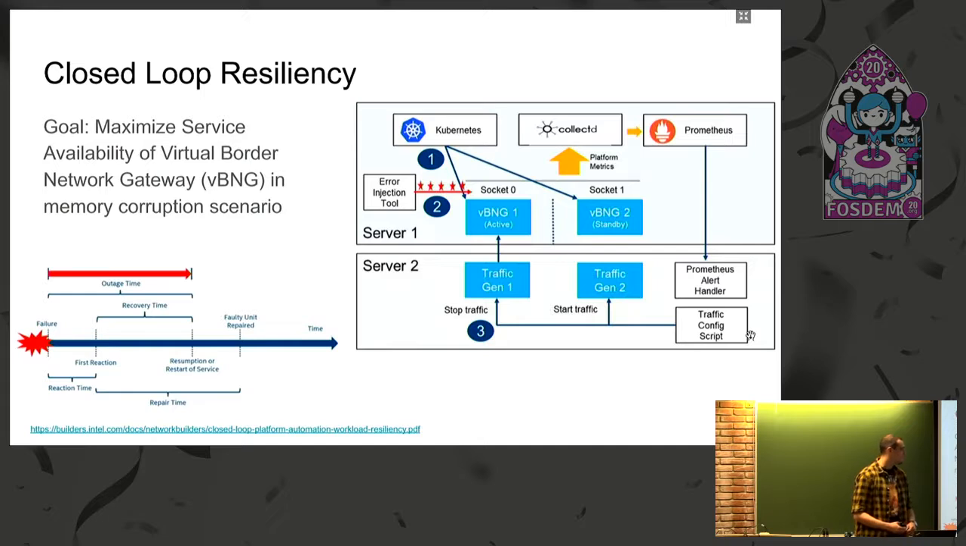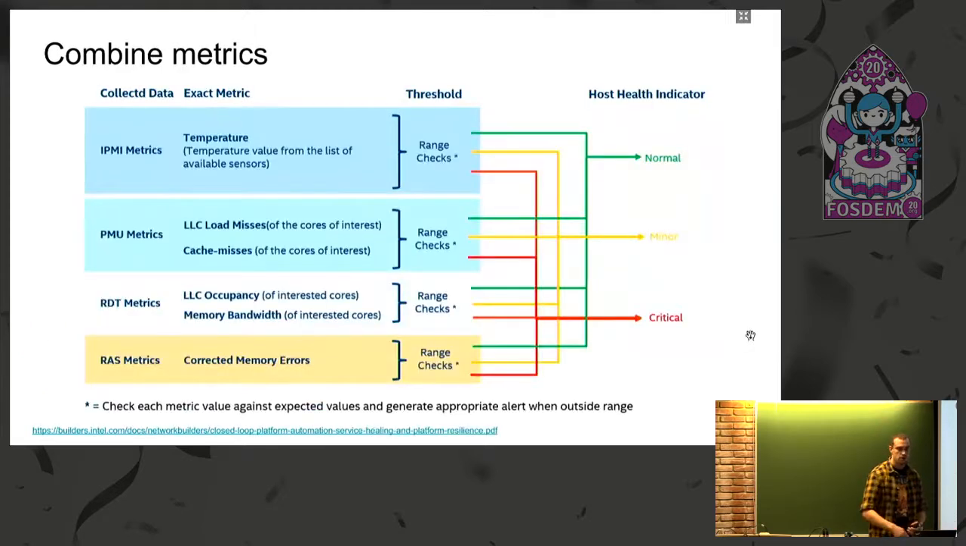So that was one of the first proofs of concept to show that it is possible, based on monitoring the platform telemetry, to prevent outage time or shorten as much as possible any service interruptions. But there is more than just memory being corrupted. You can also watch, for example, temperature headroom to prevent any CPU throttling, or you can watch last level cache occupancy or memory bandwidth to prevent any noisy neighbor impacting or affecting your workloads.